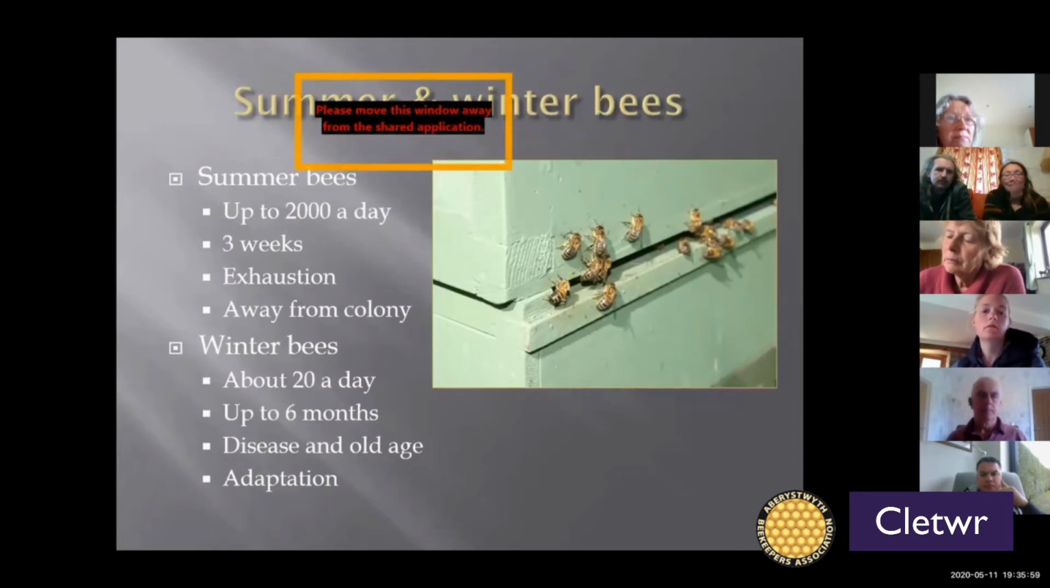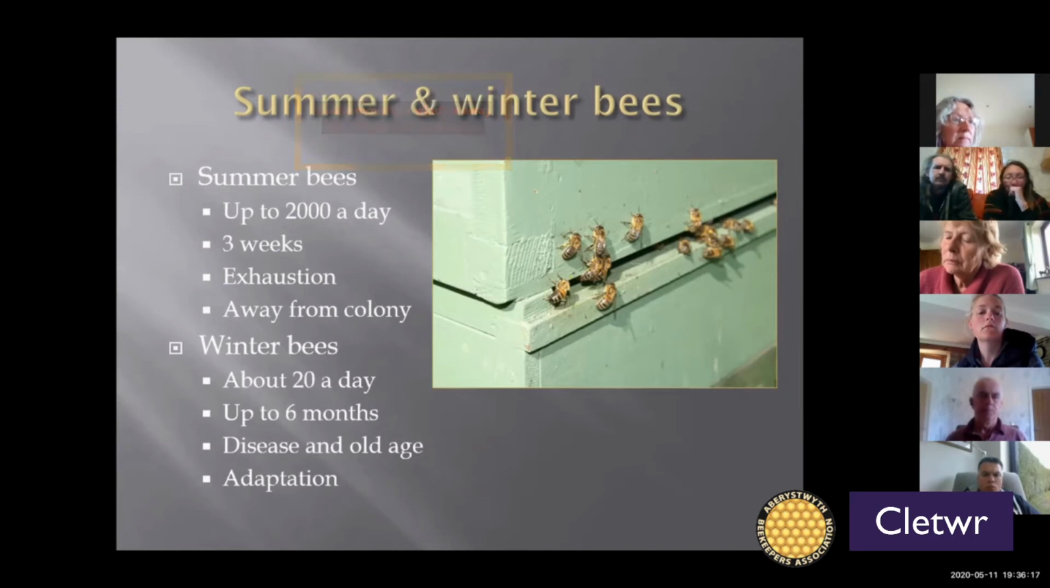Summer bees lay up to about 2,000, the queen lays about 2,000 a day. They live for about 3 weeks. They die of exhaustion and they die away from the colony. The difference in the winter bees is the queen will only lay up to about 20 eggs a day. The bees in the winter need to live about 6 months. So those bees in the summer are only working for about 3 weeks and they're dying.